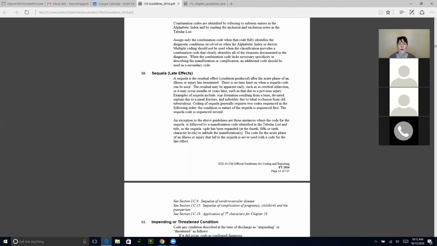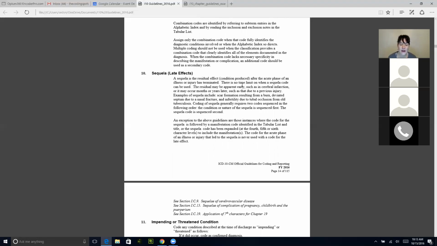Moving to 10, we have sequela or late effects. We talked about this a little bit. The sequela is a residual effect, a condition produced after the acute phase of an illness or injury has terminated. A very common example is stroke, a CVA. So we have late effects of CVA. We had the stroke in the hospital, 6 months later we're having hemiparesis, and it's due to the CVA. That hemiparesis is a sequela of the CVA, so it would be considered a late effect.